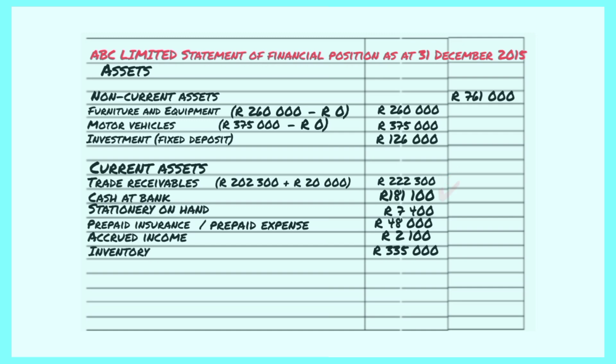222,300 plus 181,100 plus 7,400 plus 48,000 plus 2,100 plus 335,000. We have total current assets of 795,900. Write it down. You then say 761,000 plus 795,900, we have total assets of 1,556,900. You write it down.